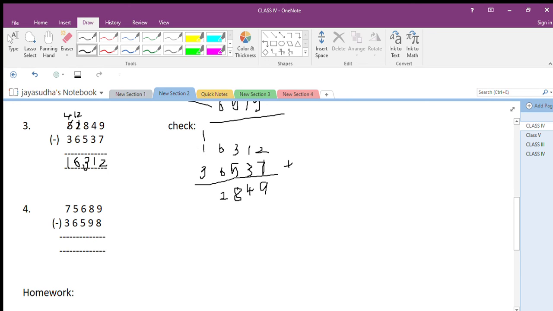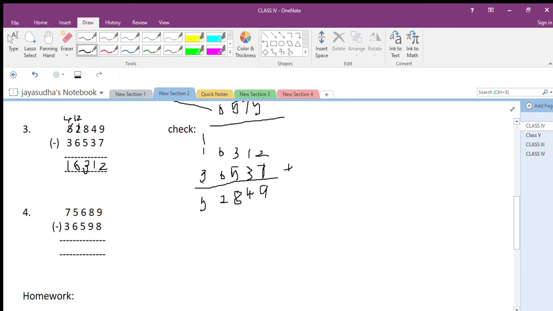Then 3 plus 1. Again 3 added with 1, the next number, 4. Then you carry 1, add, 5. Are you okay children? Look at the subtraction first row, children. The answer of the addition is 5, 2, 8, 4, 9. So it is the same, which means your subtraction answer is also correct. Are you okay children? Now move on to the next sum.